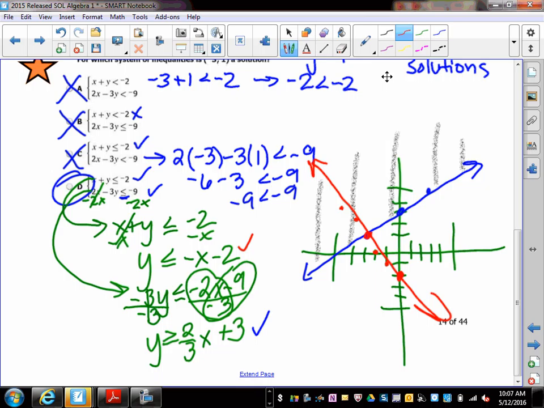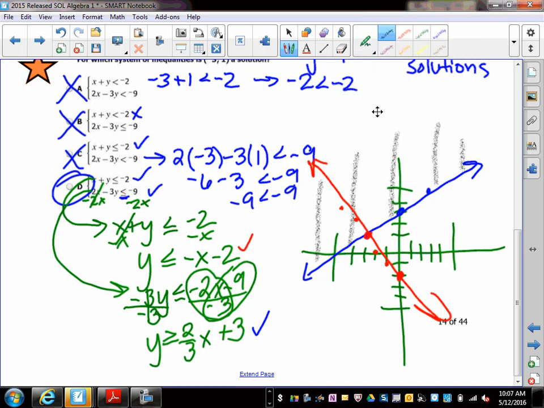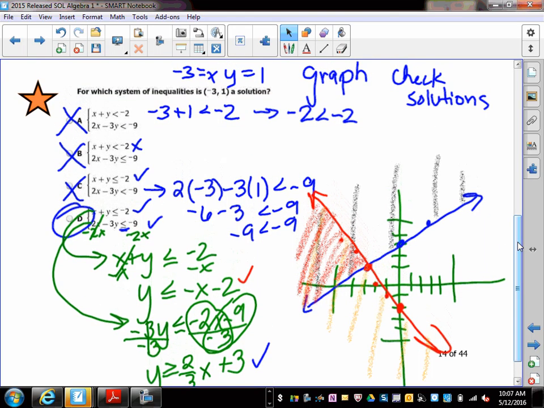And is this shaded above or below? Below. So we have our shaded region where they overlap. That is where our solutions are going to be. Now, if we look at what they asked us, it says, for which system is negative 3, 1 a solution? Well, negative 3, 1 is right here, which lands on our lines.